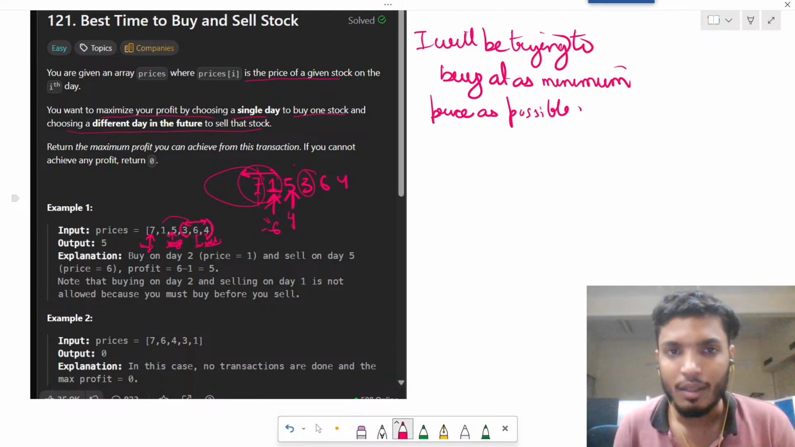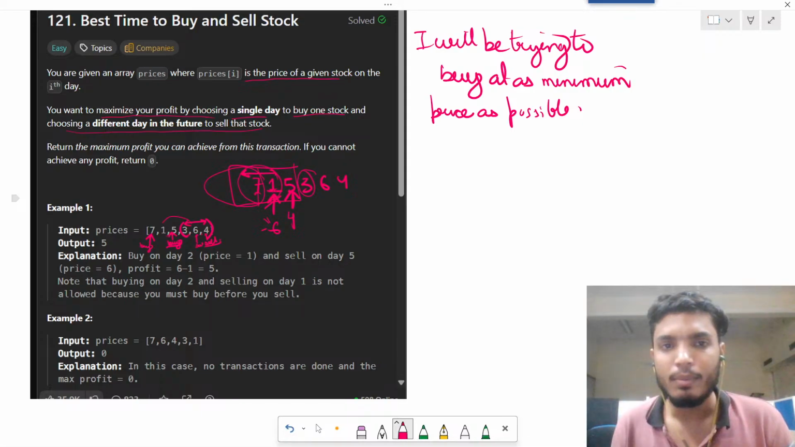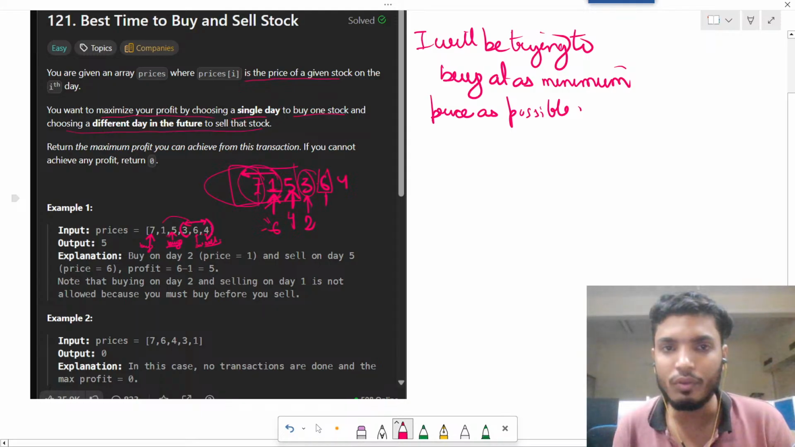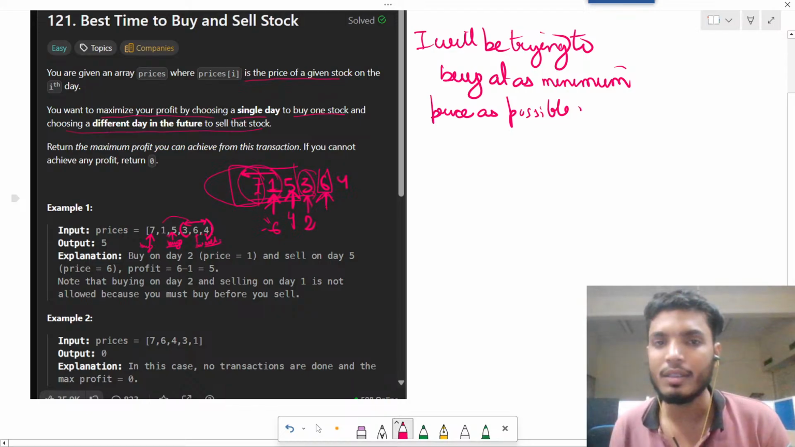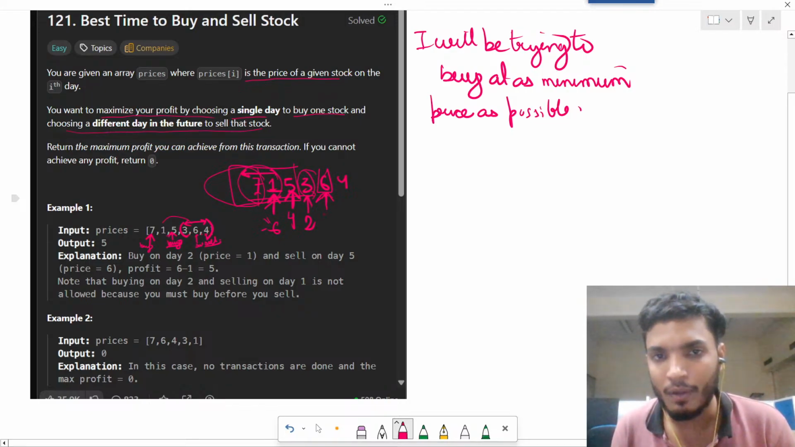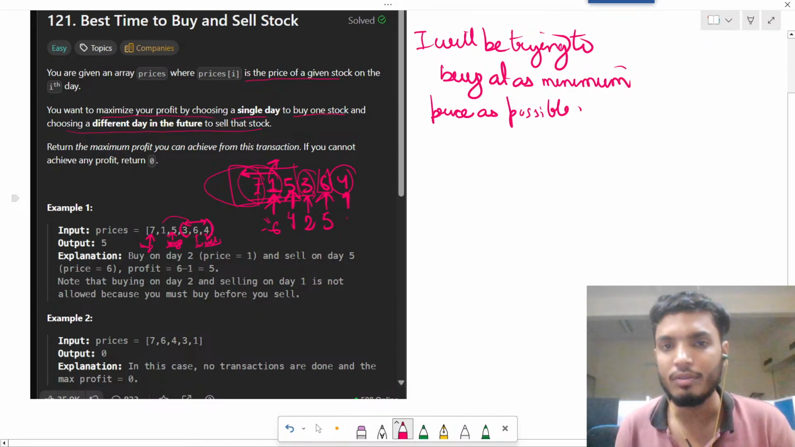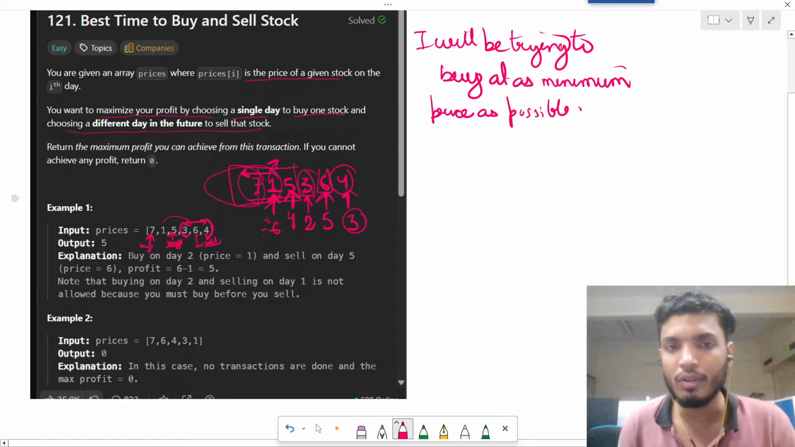If I am here, I will be checking these 3 things. Which is minimum? Again, the minimum is 1, so I will be making a profit of 2. If I sell on this day, again I choose the minimum, which will be 1. So when the price is 6, I'll get a profit of 5. Suppose I am here and need to sell, so when should I buy? I should buy again at 1. If I sell on day 4, the maximum profit I can make is 3. So out of these, which is maximum?